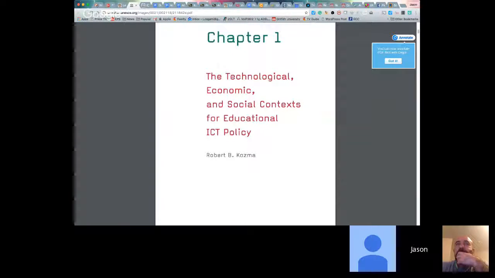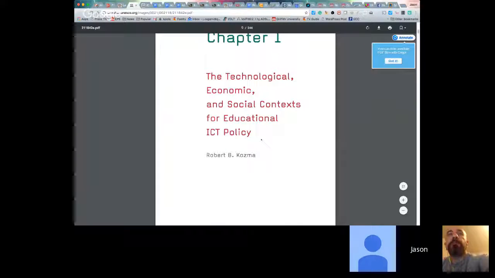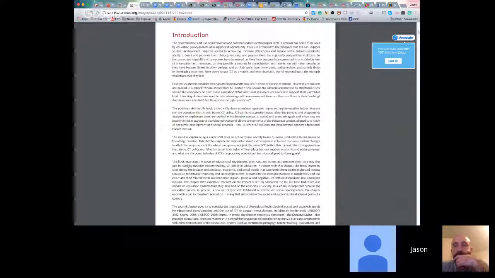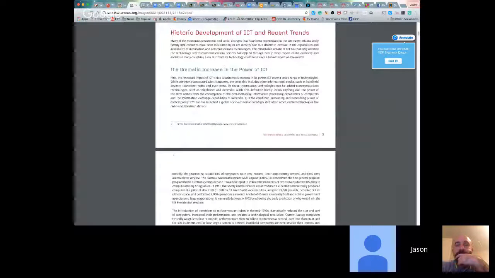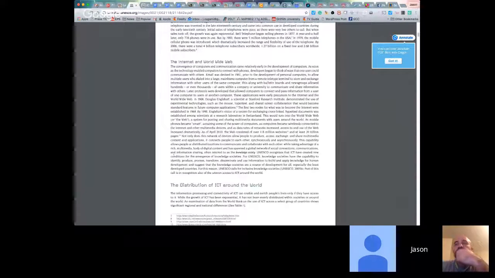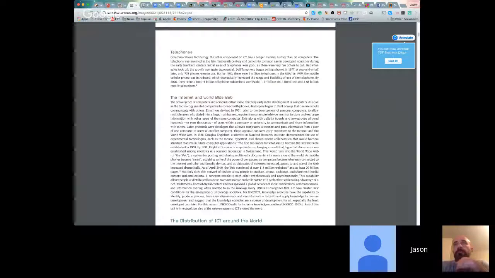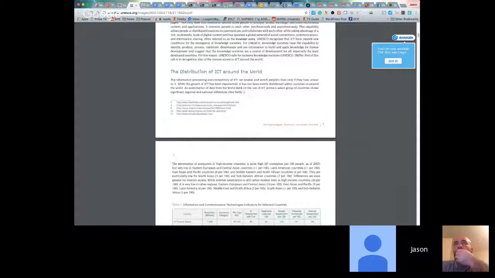The first chapter that we look at is on the technological, economic, and social context for educational ICT policy by Cosma. Essentially, he's looking at ways that we can use technology to influence policy changes. You can read through the various aspects in detail, but he looks at the historical uses of ICT and then more recent trends. Around the world, we've seen quite a huge increase in the use of technology in education, and that's certainly not decreasing. It started with telephones and the internet, and then moved on to, particularly, the World Wide Web, and the internet has been a major factor, but also mobile phones, which for large parts of the world have been the major access they have to technology.